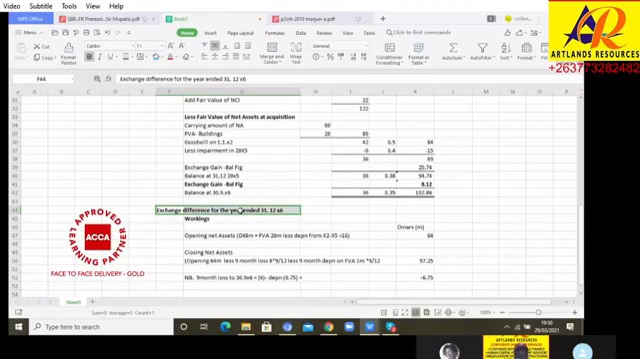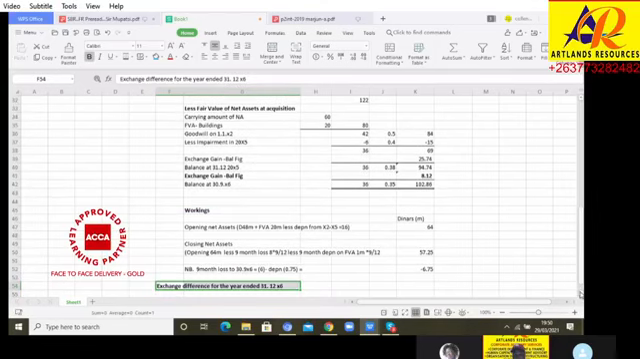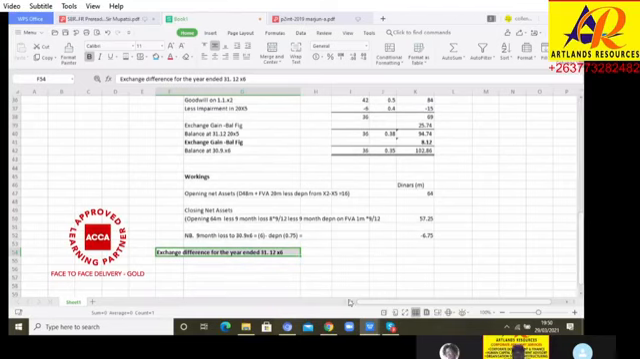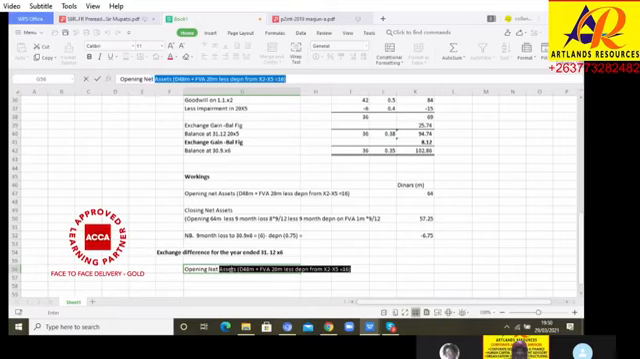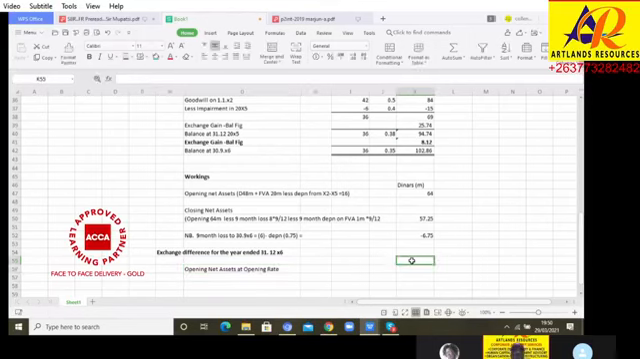So now let us calculate exchange differences. Let me cut this and paste it. Exchange differences now for the year. Here is how you then calculate them. You say opening net assets at opening rate. Always know that exchange differences are calculated in dollars, in presentation currency of the parent.